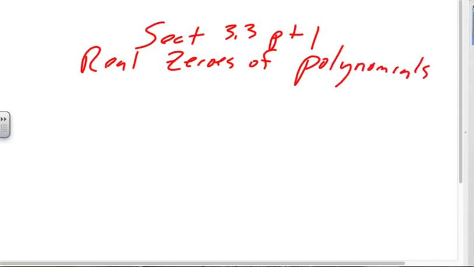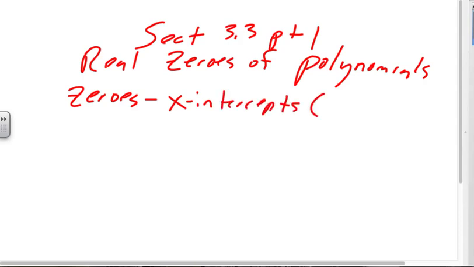So zeros. You also know them as x-intercepts, or it's where the graph crosses the x-axis.